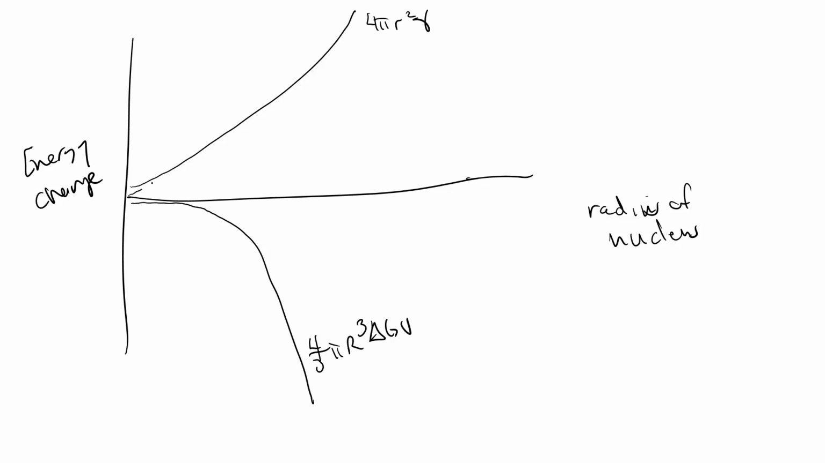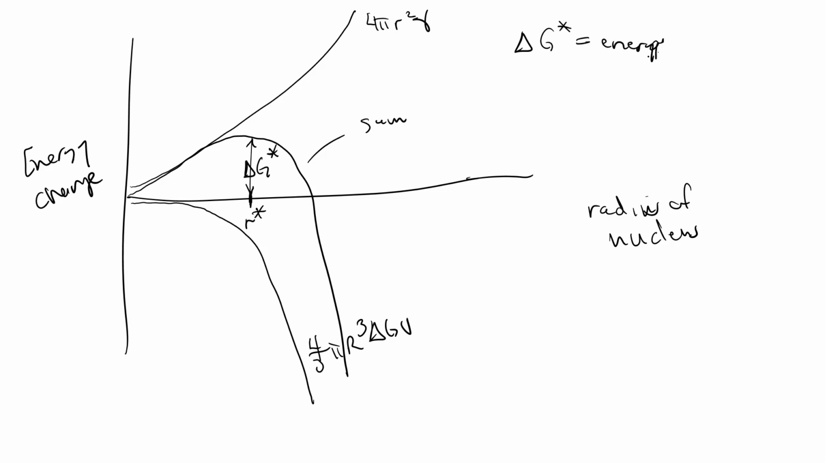If you add these two up, you sum this situation, you get a curve that looks like this. So here's the sum. And we're going to note two things here. One is this point right here, we're going to call this r star. And the height of this energy, we're going to call delta G star. So what are these? Let's define these. Delta G star we're going to call the energy barrier for solidification. And r star, we're going to call the critical nucleus size.